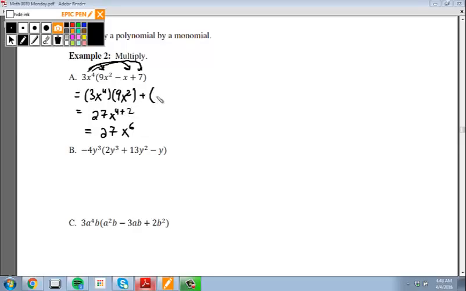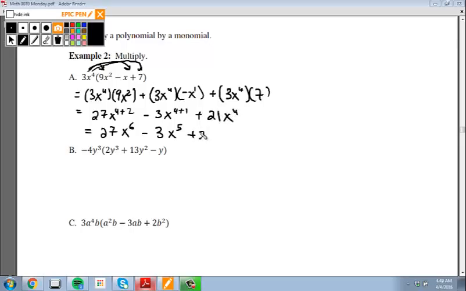Now I have 3x to the 4th times that negative x. So that will give me a negative 3x to the 4 plus 1. Because that was a 1 exponent right here, so that's minus 3x to the 5th. Then we have plus 3x to the 4th times 7. So 3 times 7 is 21, so that's 21x to the 4th. And kaboom! That's it. So hopefully this is all making sense to distribute.